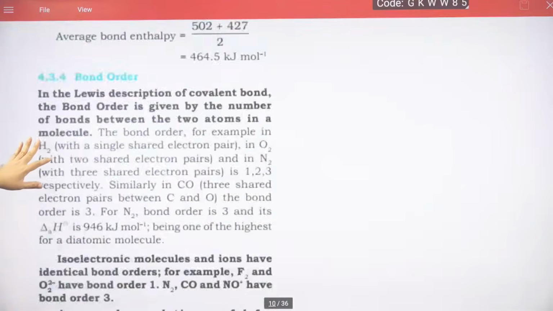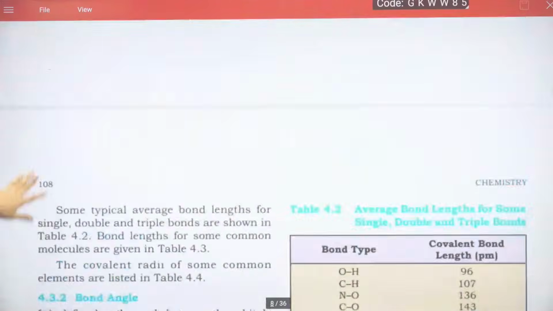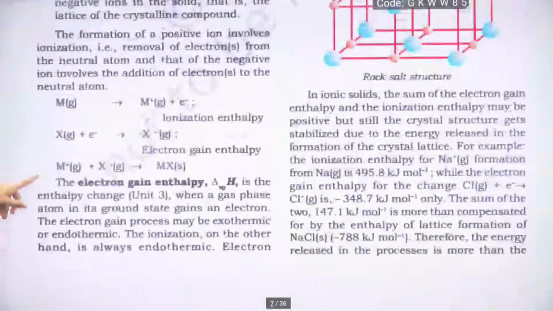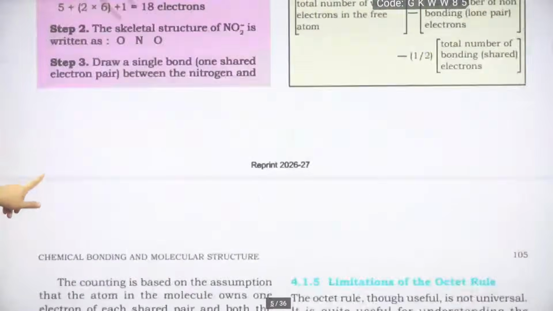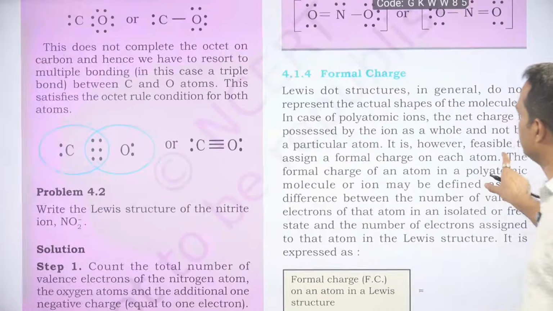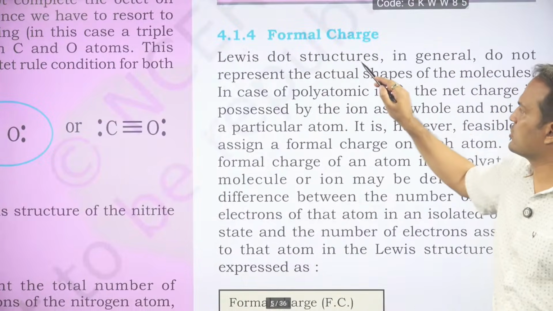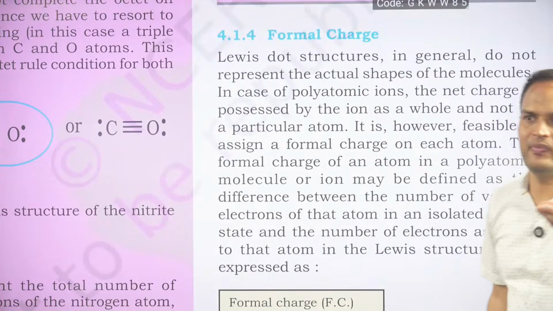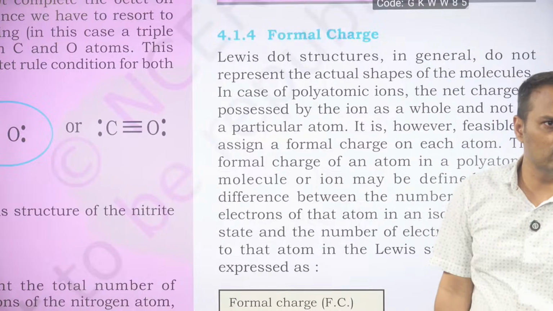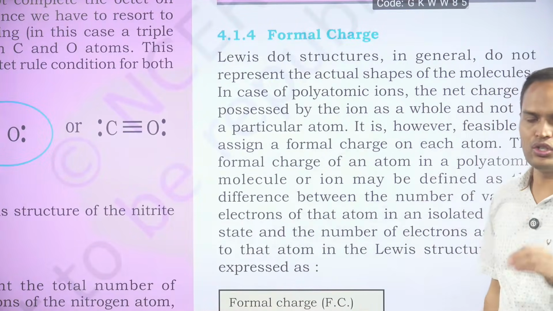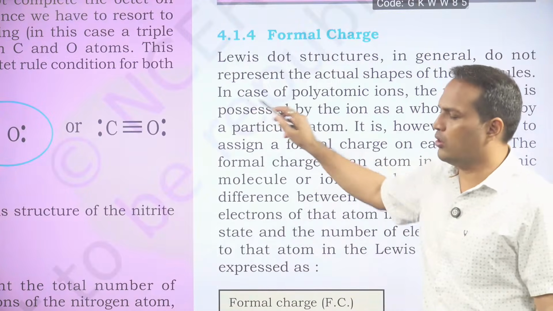So let's see the points. Formal charge. This is the section. So everyone see here. Everyone read the first point. In general, Lewis dot structures do not represent actual shape. We know that. That's why for shape we have brought VSEPR theory. So Lewis dot structure does not tell about the shape of a molecule. Done. Second point also I have told you.